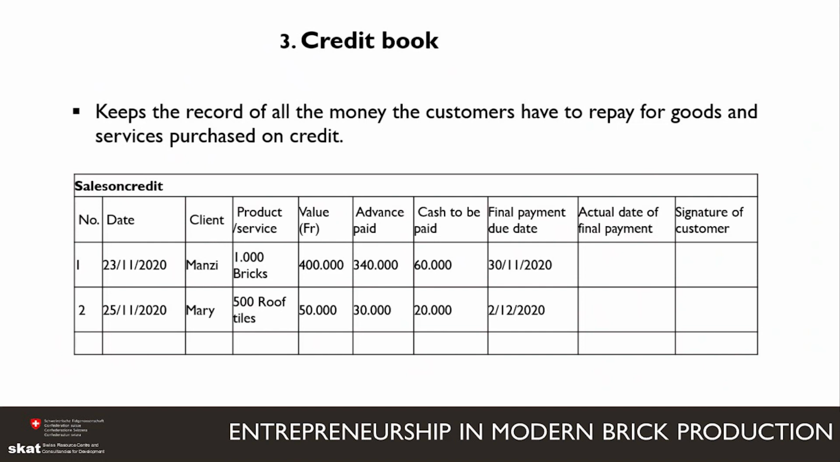The credit book keeps the record of the money the customers have to repay for goods or services purchased on credit. Here we have some cases. You may have sold some of your product, let's say bricks, but the customer gave you just an advance payment. So you have to record the period in which they will pay the remaining money, as well as the value of the product you are meant to receive.